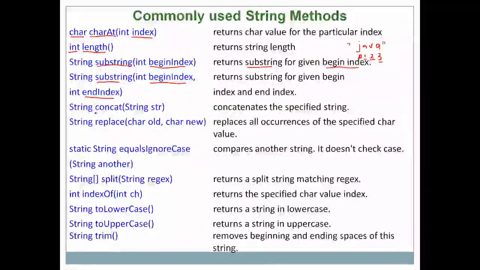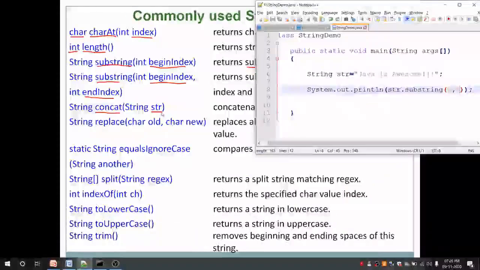Then we have a method concat. Okay, the concat method, as the name says, simply concatenates or joins two different strings. So concat, and we have to pass a string as an argument to it. What it does is join the two different strings and return a new string, that is the concatenated string. So let us see how we can use concat.